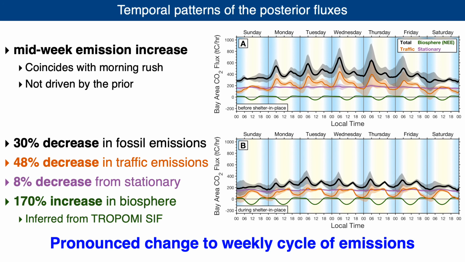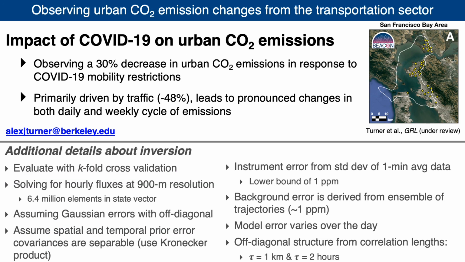Finally, we also see a much more active biosphere during shelter in place, and this is because this occurred during spring 2020, which highlights the importance of using measurements to help constrain that signal. In summary, we're finding a 30% decrease in urban CO2 emissions in response to COVID-19 mobility restrictions that's primarily driven by traffic. These findings were only possible because of the dense sensor network employed here, and it really highlights the power of being able to get these high-resolution spatial patterns.